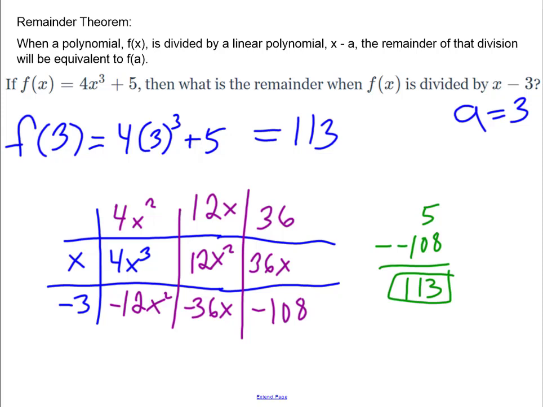That is the remainder. If I were writing it as a fraction, it would be 113 over x minus 3, but this is just the remainder that we are looking for here. And this does check with our much faster just evaluate at a technique.